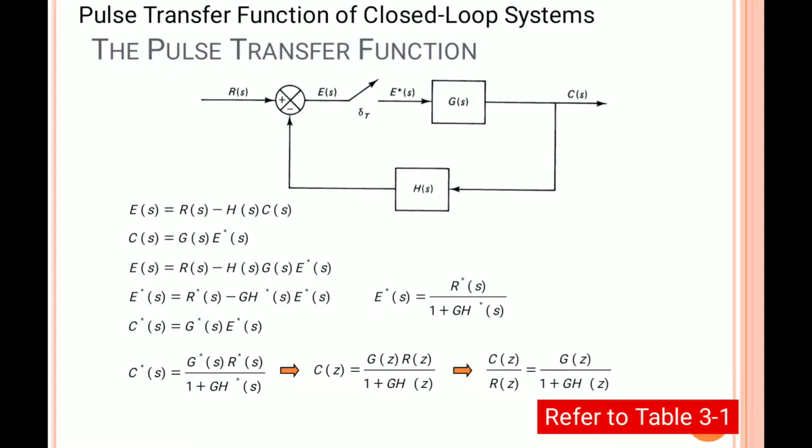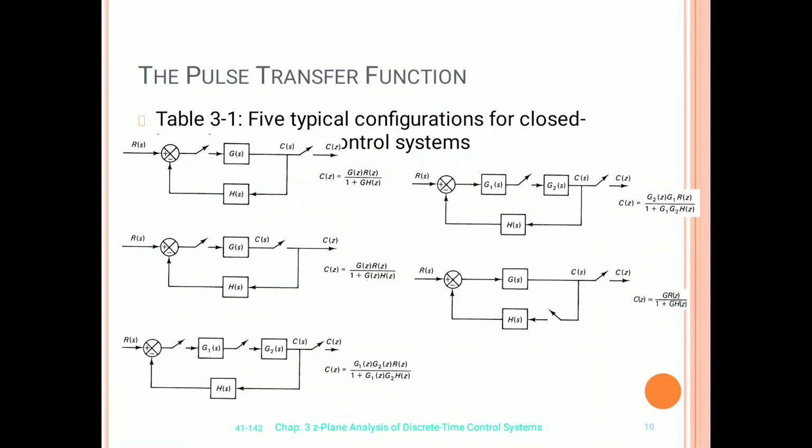So by getting all the equations, we can have the equations of C*(s) in a form of R*(s) and G(s). So C*(s) is nothing but the sampled signal C(z), which becomes G(z) into R(z) upon 1 plus G(z) into H(z), so that we can rearrange the equation to get the ratio of Z transform of output C(z) divided by Z transform of input, that is R(z), equal to G(z) divided by 1 plus G(z) into H(z). So this is the answer for the pulse transfer function.